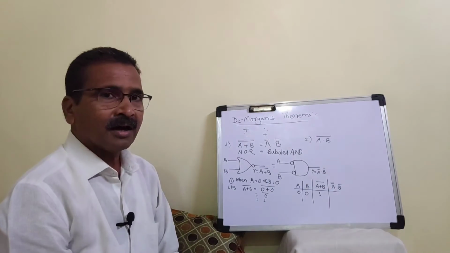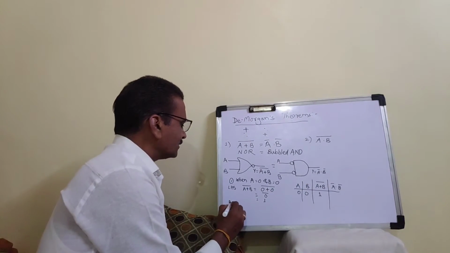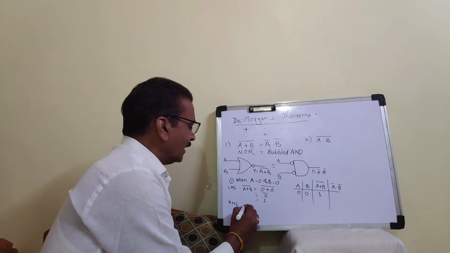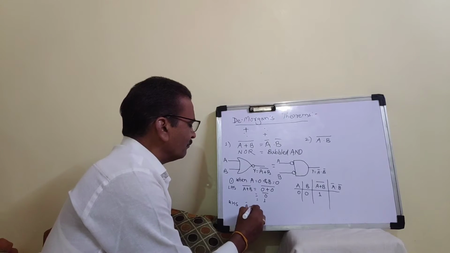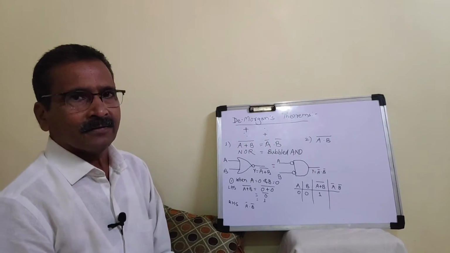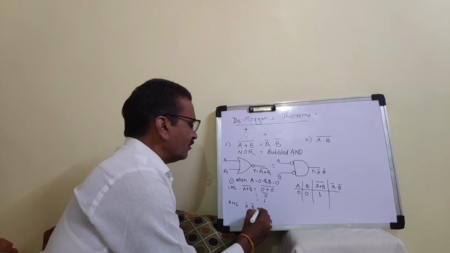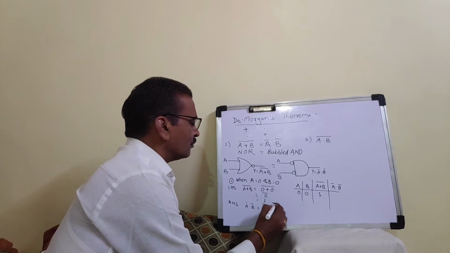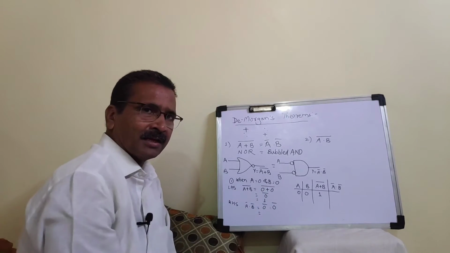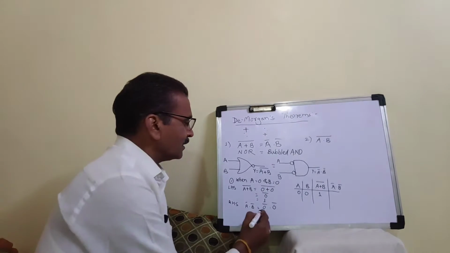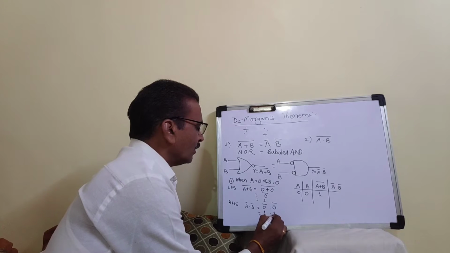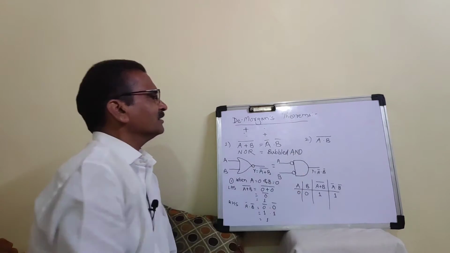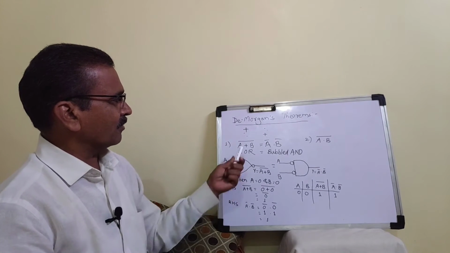So what about RHS? Now we have to observe the right hand side, that is A complement dot B complement. By putting the values of A and B, we have 0 complement dot 0 complement. Now we have to take individual complements, that is 1 dot 1 equals 1. So we get LHS equals RHS for the first condition.